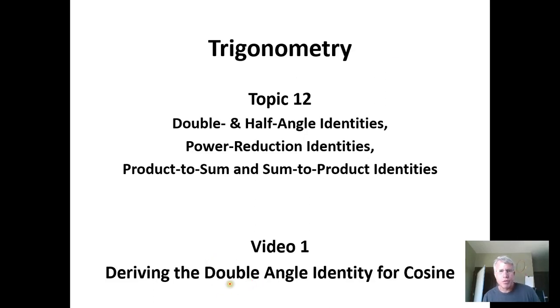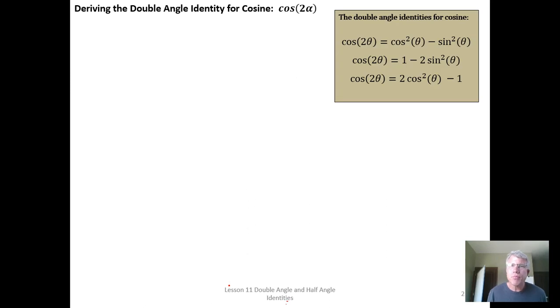In this video, we're going to derive the double angle identity for the cosine function. And there are really three double angle identities. The first one right here, cosine of twice theta equals cosine squared theta minus sine squared theta, is derived using the sum identity for the cosine function. So we're going to start off by deriving this first identity.